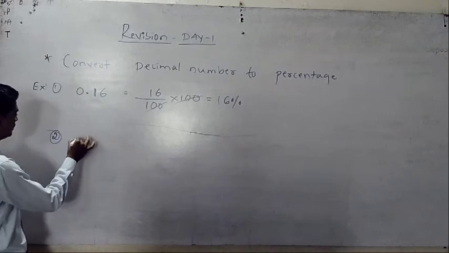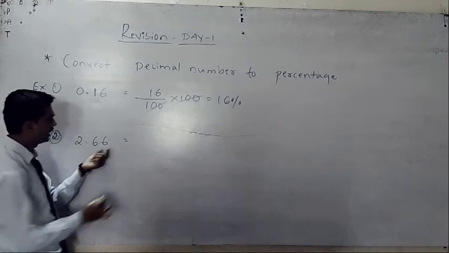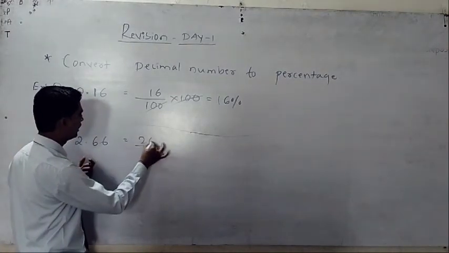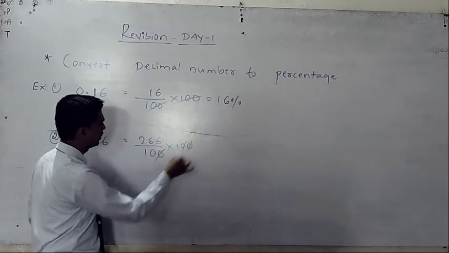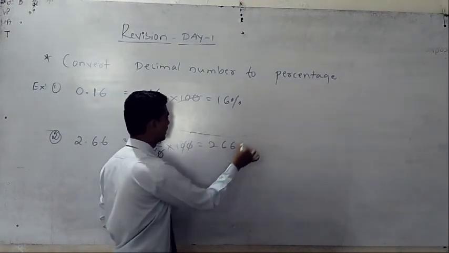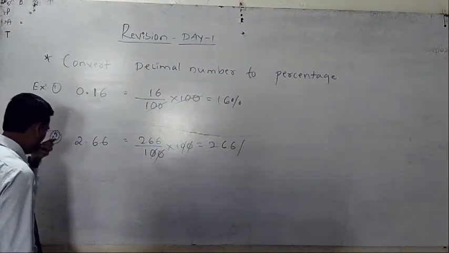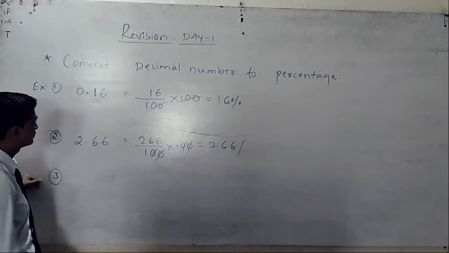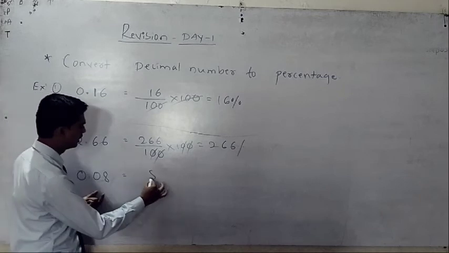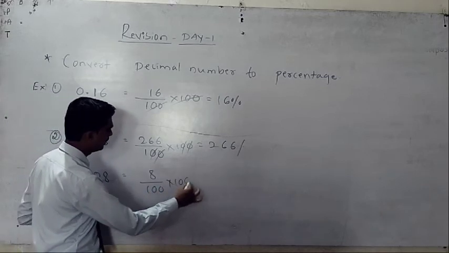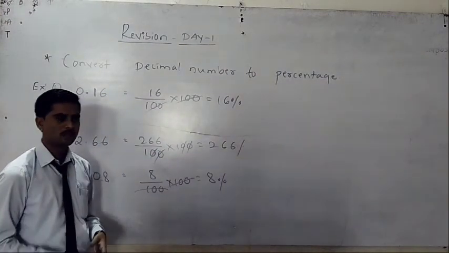Second one, 2.66. Same. It is also 266 by 100. The 100s cancel. 266 percentage. Remember that. Okay. Third one, 0.08 is there. It is also the same. 8 by 100 into 100. The 100s cancel. It is 8 percentage. Understand? Okay. All of you write down.